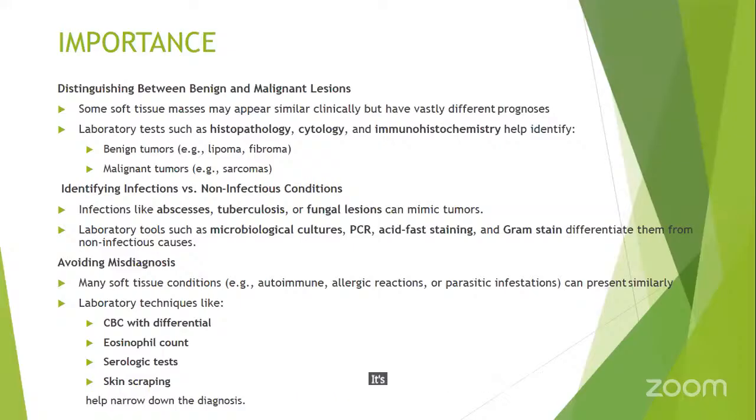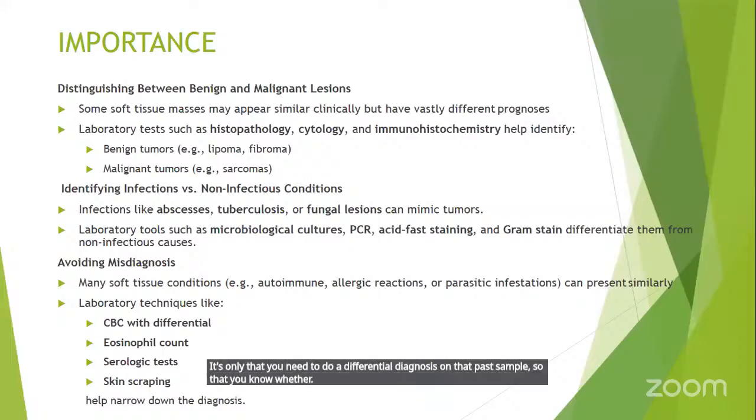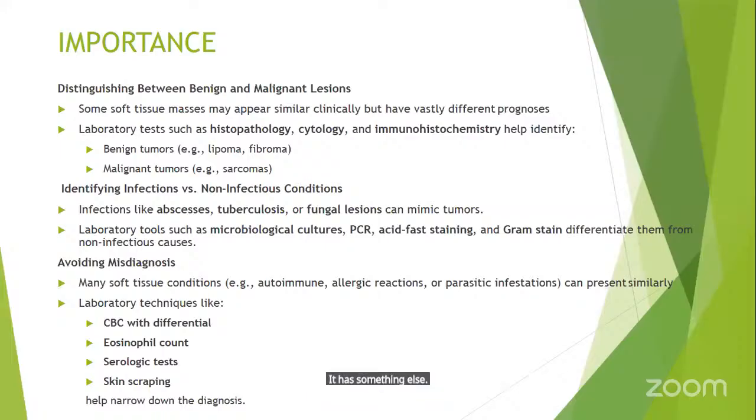It's only that you need to do a differential diagnosis on that pus sample so that you know whether it has something else. And for curiosity purposes, I decided to do GeneXpert, and I found it was highly positive for TB. On further evaluation, I did a KOH and found it had fungi. So the same sample that was seen as sterile, we isolated TB and fungi in the same place.